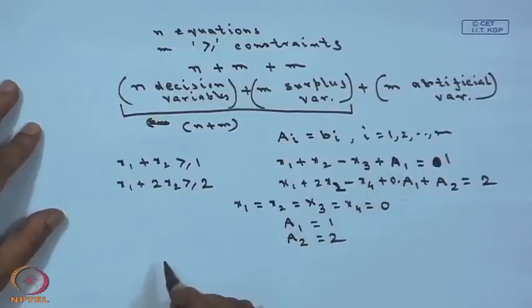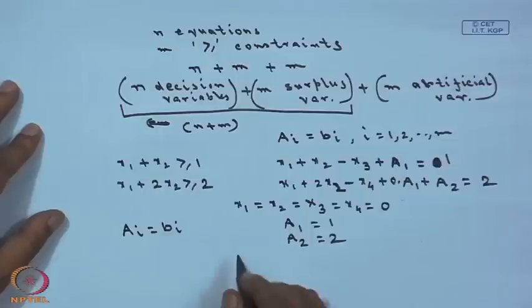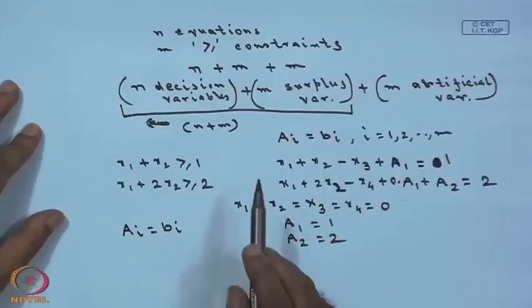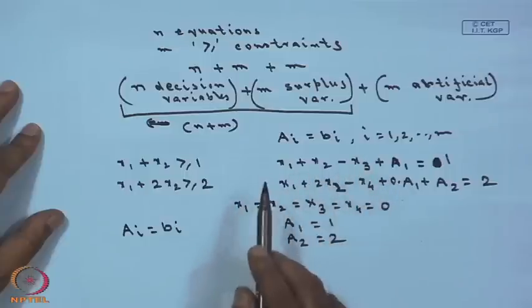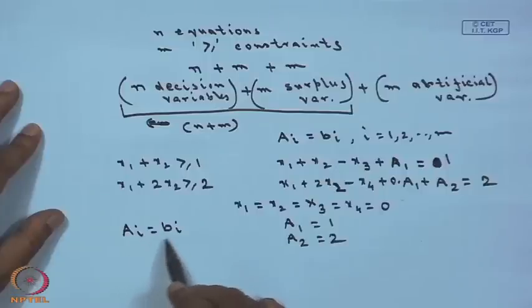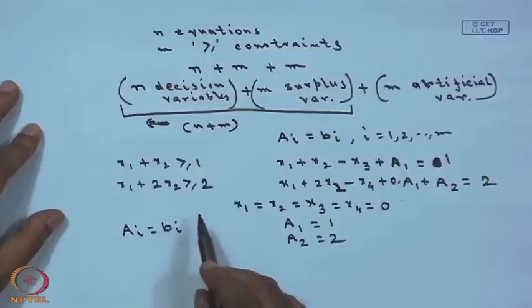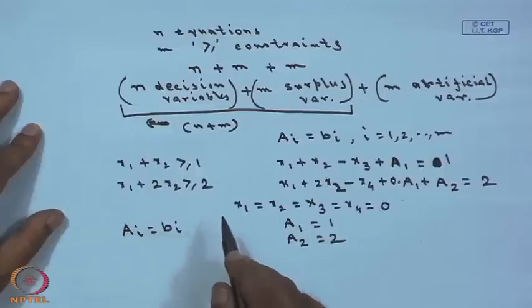Please note one thing: the above equation of the form a_i equals b_i will not be a solution of the original problem, because the original problem and the converted problem are not equivalent. Therefore a_i equals b_i will not be a solution of the original problem. In some way I have to remove the artificial variables from my simplex table.